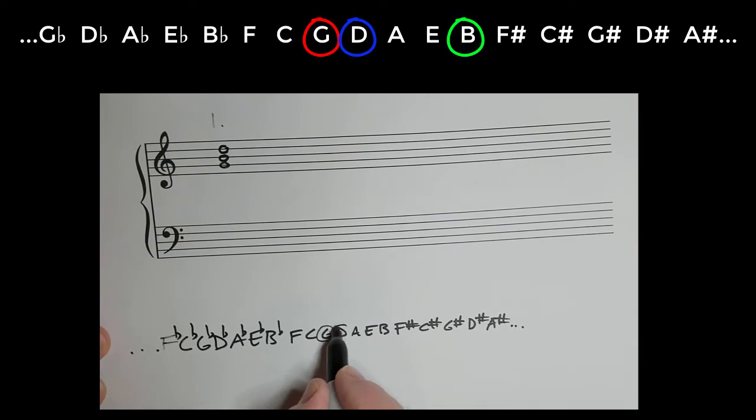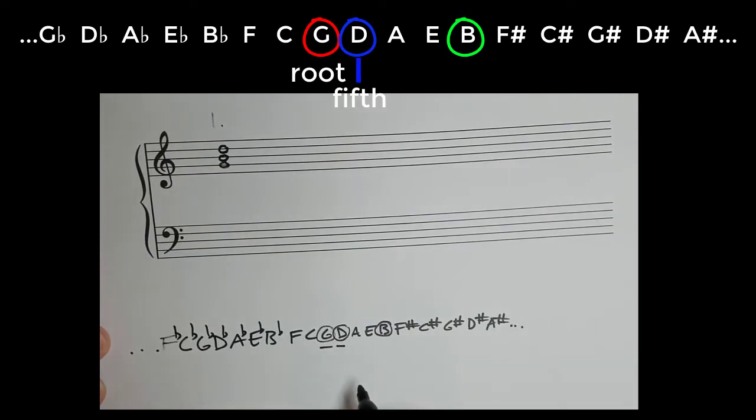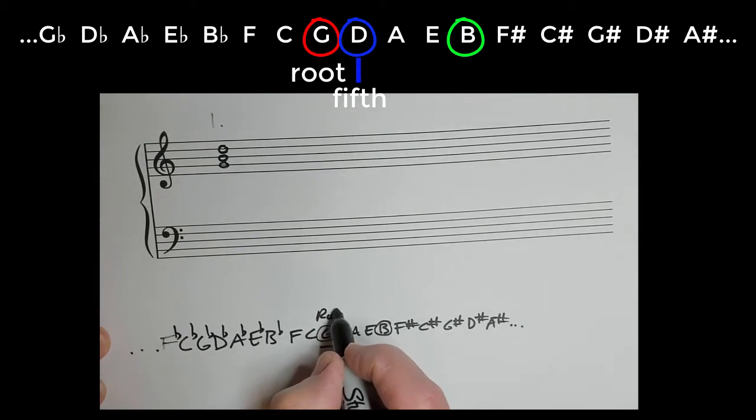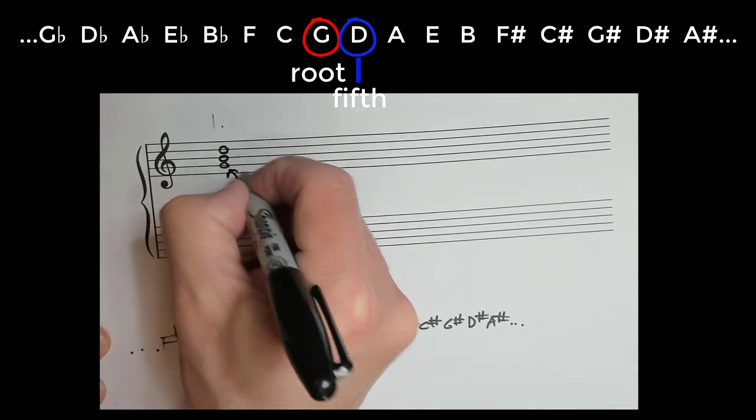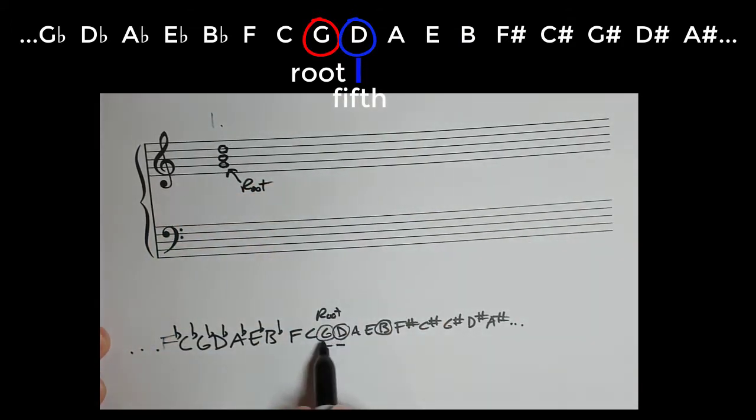Notice that the root and the fifth of the chord are right next to each other, and the root is the one that's on the left, in this case, G. Whenever you see 2 notes neighboring like this, the root is always the one on the left.